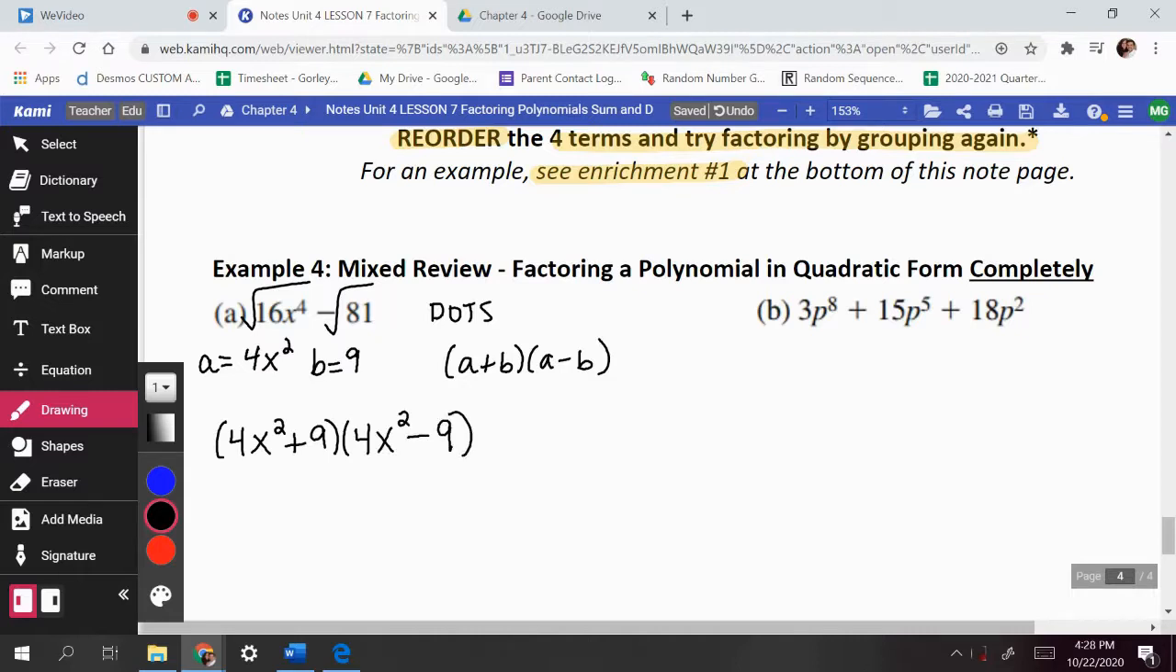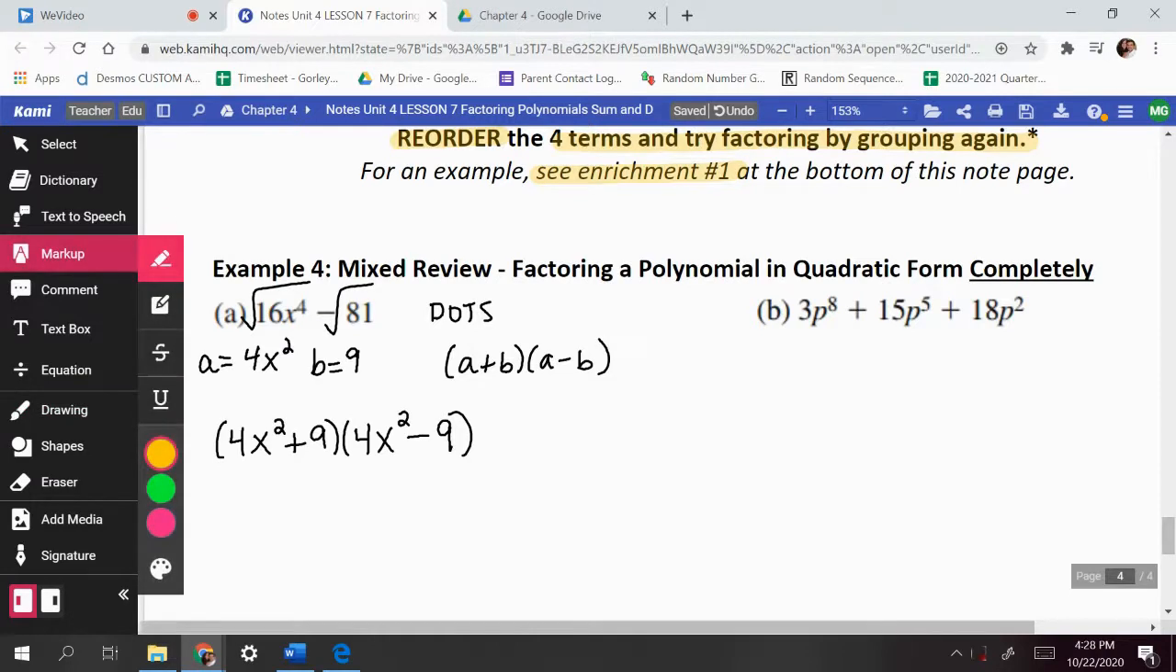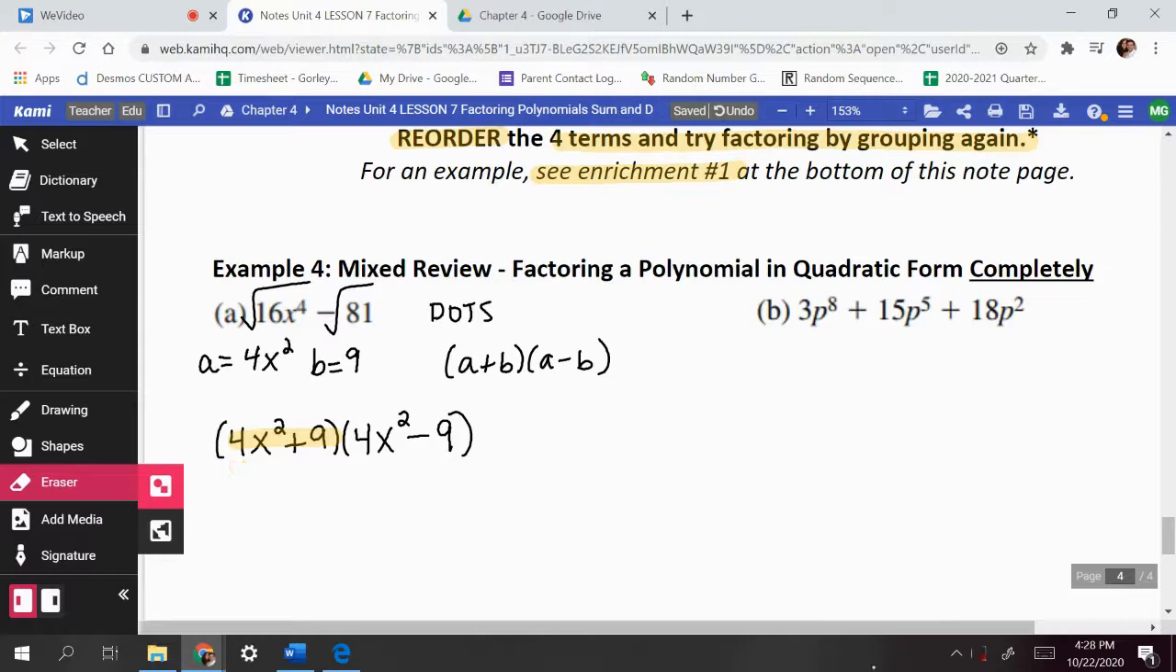Okay, and once I do difference of two squares, I have to look and see if I can factor further. Can I factor 4x squared plus 9 anymore? Is it a difference of squares? No, it's not a difference. Is it a sum of cubes? 4 is not a perfect cube, so no. Is it a difference of cubes? No, it's not a difference. Okay, so I'm done with that.